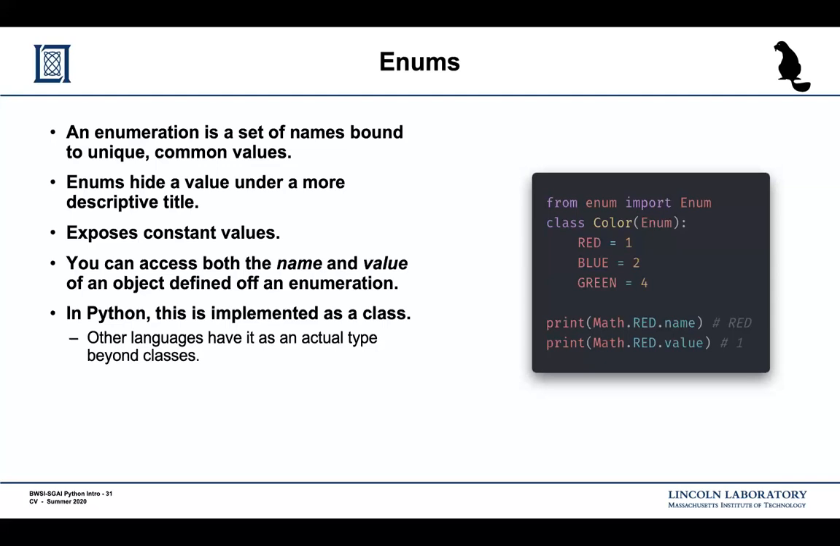It exposes them as constant values. You can use them anywhere. You can set objects to them, and you can get the name of the constant enum and the underlying value of that enum. And ideally, you would reference that once you get to the technical area where you'd actually need the underlying value. In Python, that's implemented as a class. Other languages have it as an actual type beyond classes, but that's how you guys will probably be using them.